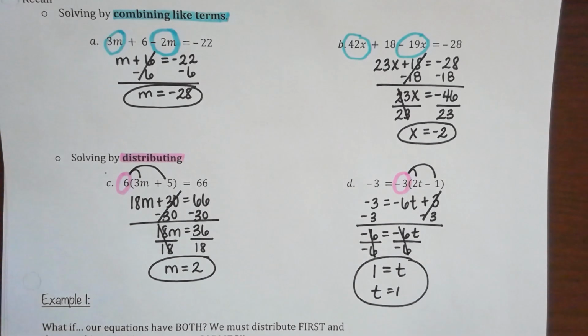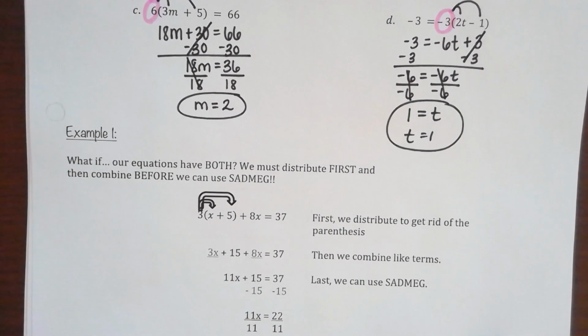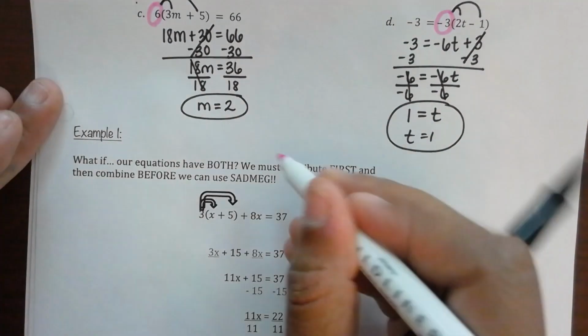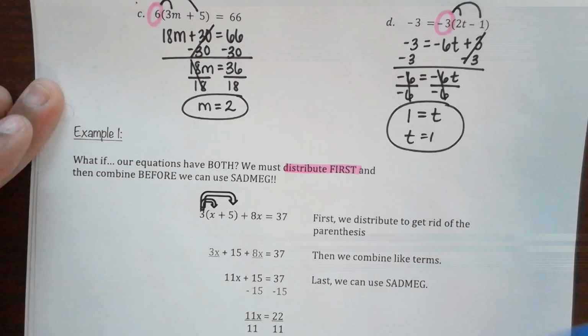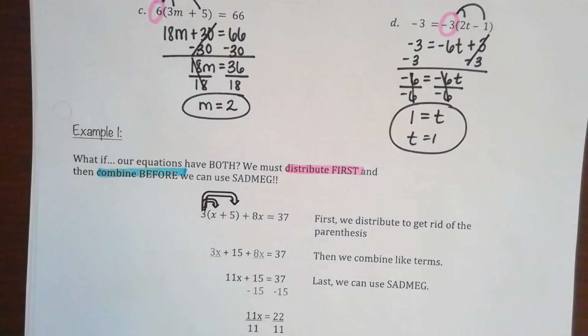Awesome. Looking at example number 1. It says, what if our equations have both, meaning both distribution and combining like terms? We must distribute first. So distribute first and combine before we begin to solve. Everybody good? Yes. So if I'm looking at the example, you're going to follow through it with me.